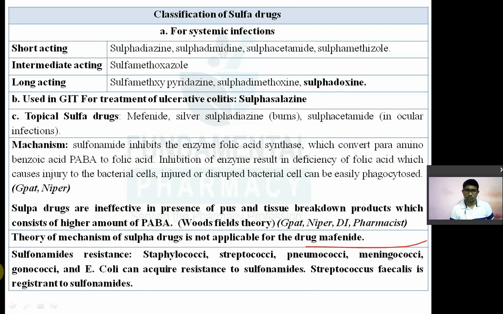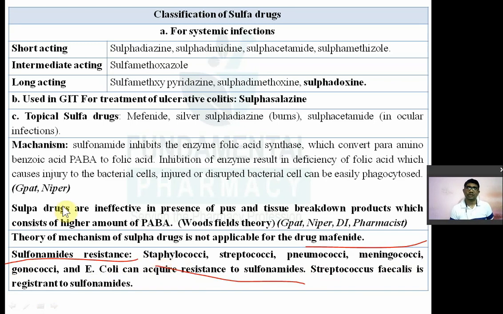As I have told you, sulfonamides are no more used. They are resistant. Initially these organisms were sensitive to the sulfonamides, and after a certain time span, these microorganisms developed resistance to the sulfonamides. ठीक है, ये स्टेफिलोकोका है, स्ट्रेप्टोकोका है, न्यूमोकोका है, मेनिंजोकोका है, गोनोकोका है, E. coli, they acquired resistance to the sulfonamide. So initially these bacteria were sensitive, but after a time span they developed resistance.